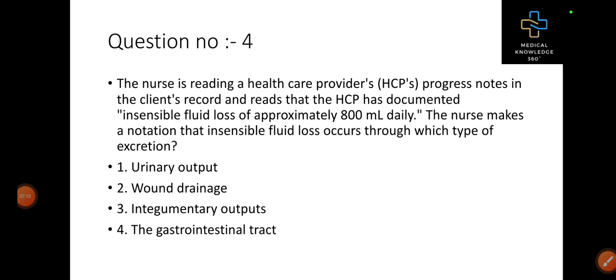Now, question number 4 is: the nurse is reading a healthcare provider's progress notes in the client's record and reads that the HCP has documented insensible fluid loss of approximately 800 ml daily. The nurse makes a notation that insensible fluid loss occurs through which type of excretion? Your options are urinary output, wound drainage, integumentary output, the gastrointestinal tract. So what do you think? What is the right answer for this question?